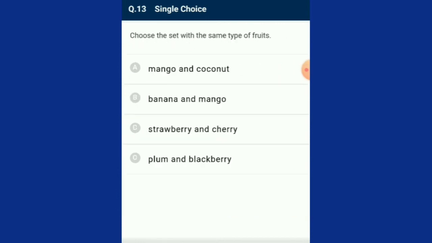Question number 13. Choose the set with the same type of fruits. In mango and coconut, the fruit is known as drupe. They develop from monocarpellary superior ovaries and are one-seeded. In mango, the pericarp is well differentiated into outer thin epicarp, middle fleshy edible mesocarp, and an inner stony hard endocarp. So the answer is option A, mango and coconut, same type of fruits.